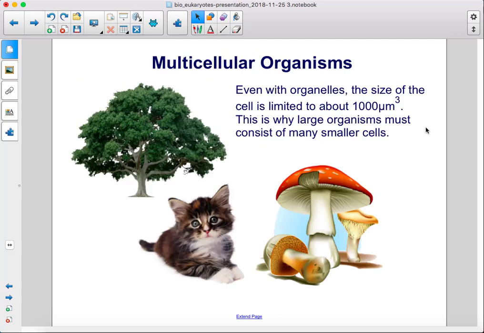Even with organelles, the size of the cell is limited to about 1,000 cubic micrometers. This is why large organisms must consist of many smaller cells.